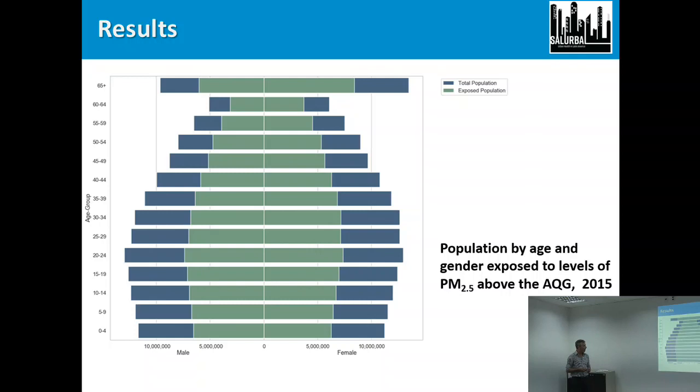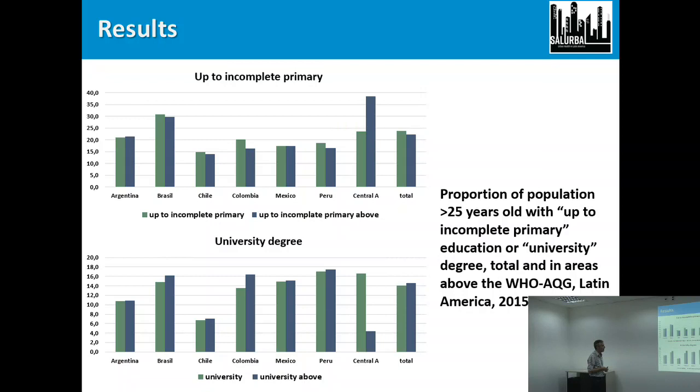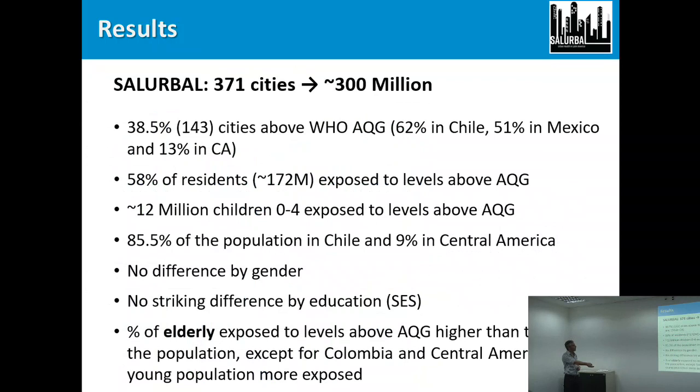We tried to explore some difference by education, but there's not much difference in terms of exposure. The bars are basically comparing university and above versus up to complete primary education in terms of exposure. But as I said, there's not much difference in terms of education for exposure to PM2.5.